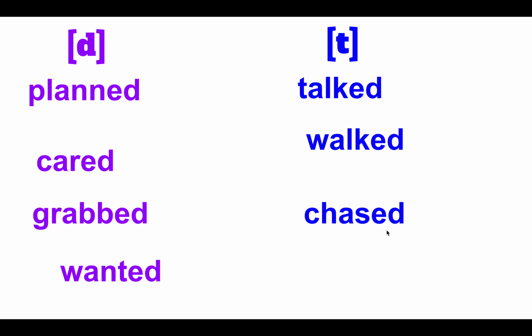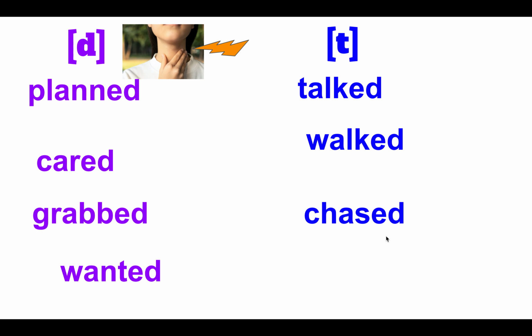If you're having trouble figuring out which one's which, put your hand on your throat. For D, D, you'll hear it vibrate like a phone, right? So Z, so D, D. When you say T, T, you won't feel your throat vibrate. So that's how you can know the difference.